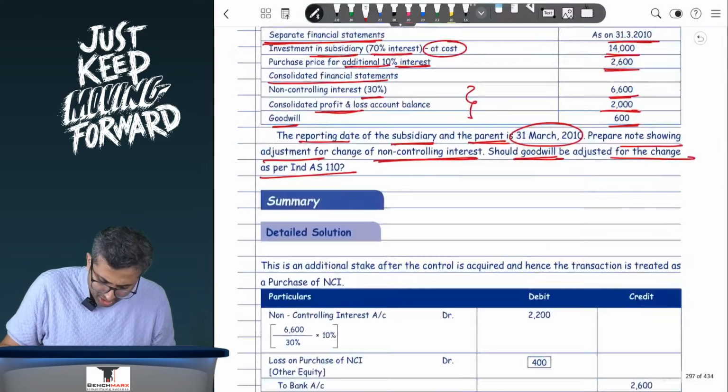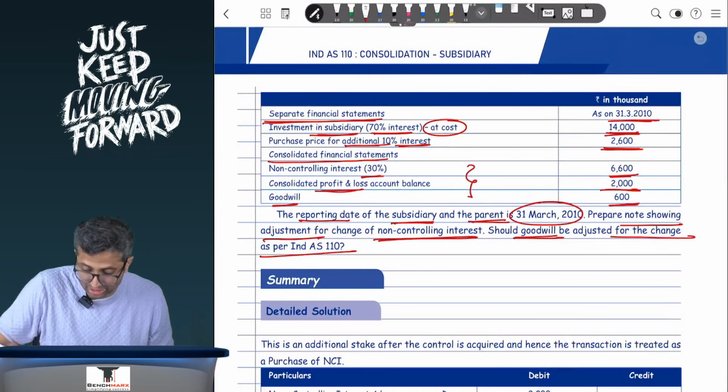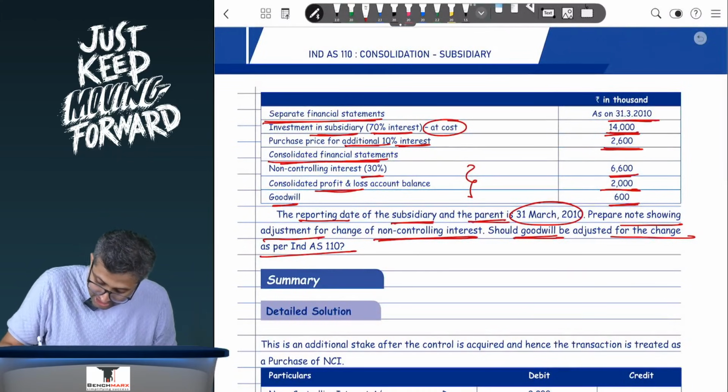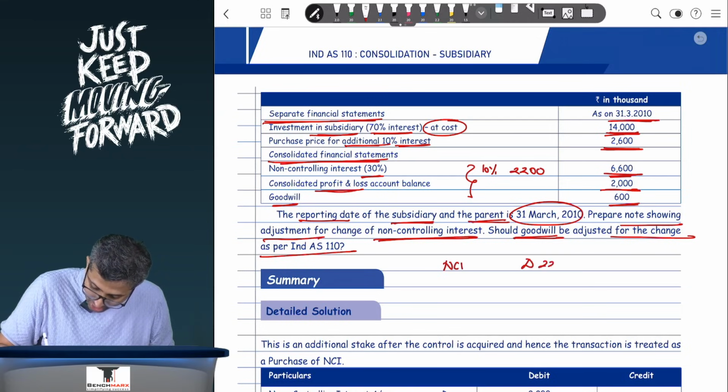So over here, if I look at the balance sheet in SFS, investment is at 14,000, purchase price of additional stake is 2,600. In the CFS, N.C.I. is at 6,600. Well, this is for a 30% stake. Then for 10%, this N.C.I. will possibly be 2,200. Consolidated P&L and goodwill. So what will be your entry? Well, this is purchase of N.C.I. So N.C.I. will be debited at 2,200. Let us say investment will be credited at 2,600 because that is what you have done, and hence the 400 will be loss on creation of N.C.I. and this will go into other equity.